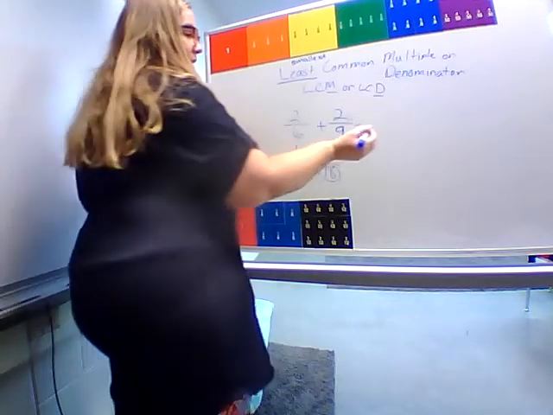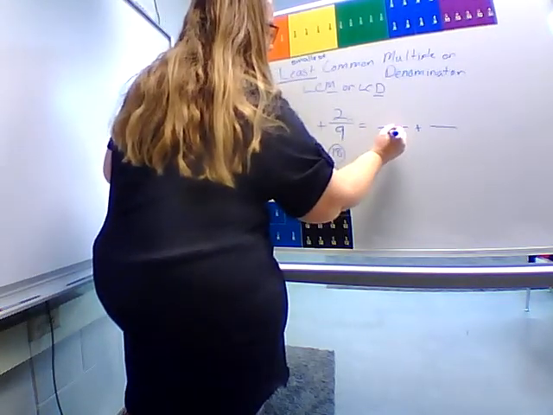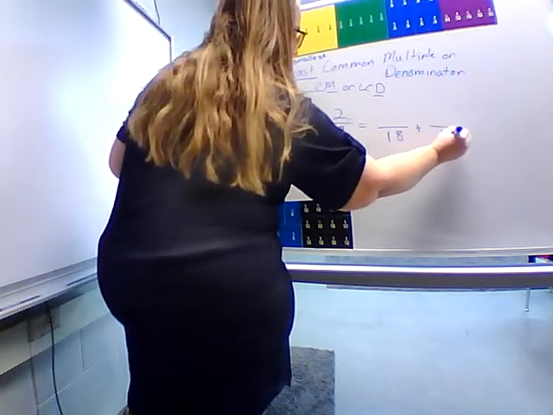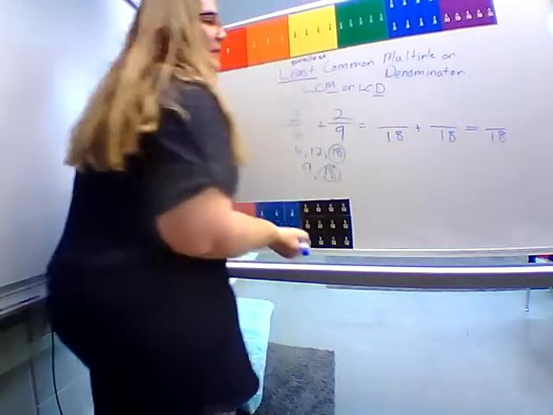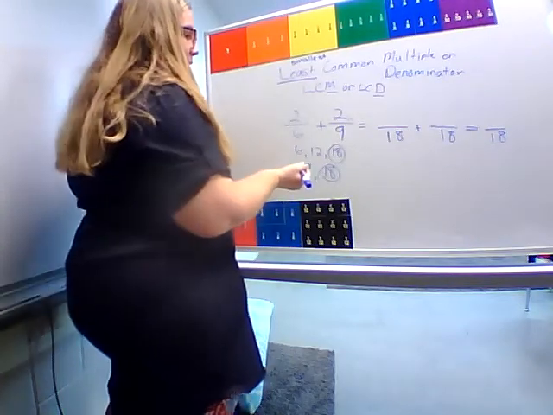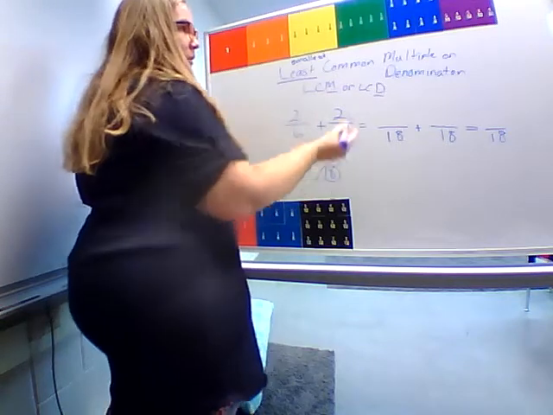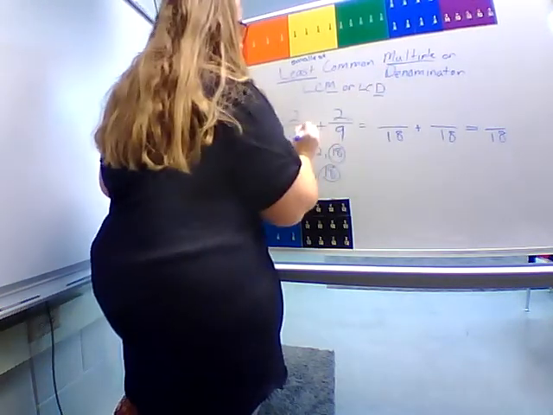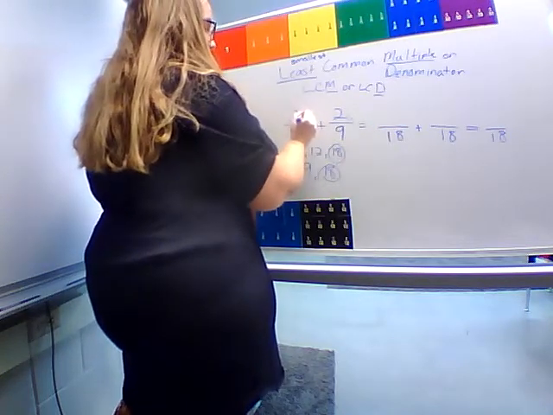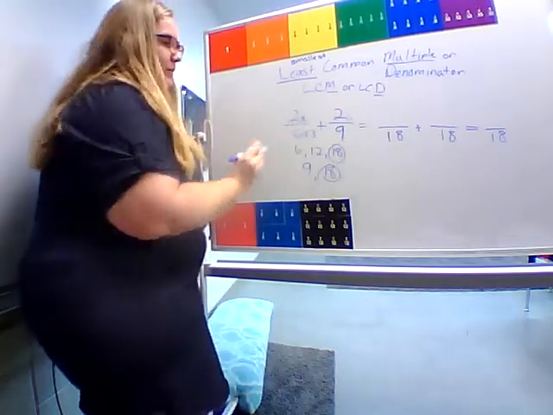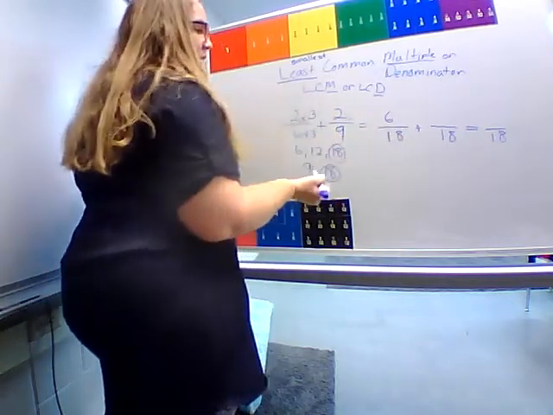So now what I did is the same as in the last problem. I'm going to set up my problem again. I'm going to put 18 as my denominator, even in my answer, because I want that denominator to stay the same. I'm going to say, what did I do to get from 6 to 18? Remember, we are multiplying. So 6 times 3 equals 18. And whatever I do to my denominator, I need to do to my numerator. So 2 times 3 equals 6.